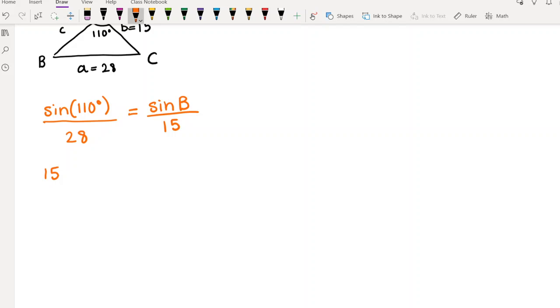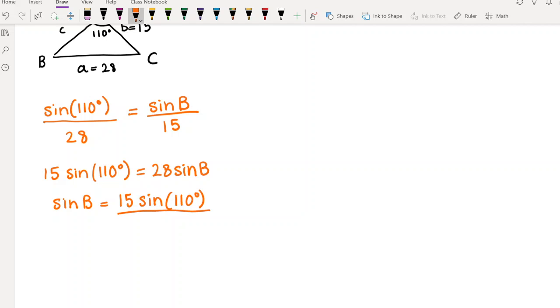So if we cross multiply, we get 15 times sine of 110 is equal to 28 times sine of B. And so that tells us, just rearranging this a little bit, that sine of B is equal to 15 times sine of 110 divided by 28.